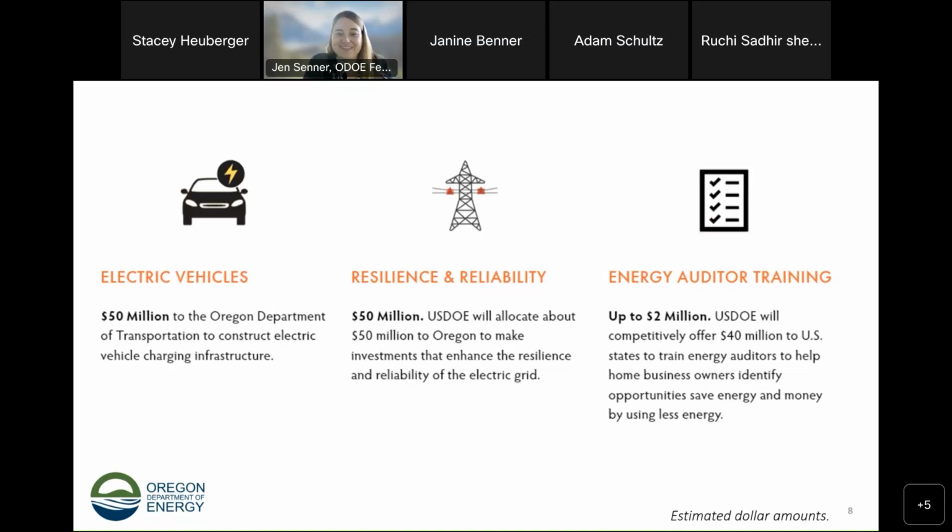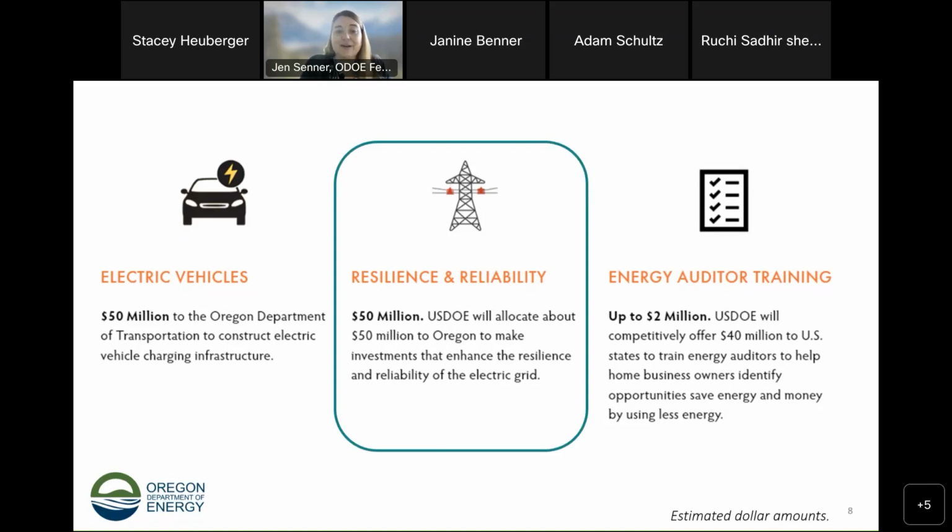The program we'll be discussing today relates to resilience and reliability. So that is approximately $50 million to the state of Oregon over a 5-year time period. In addition to that, there may be competitive opportunities to assist with workforce program training opportunities related to energy auditors and building codes. But today, our focus of this public hearing is all about the opportunity before us related to resilience and reliability to the electric grid.